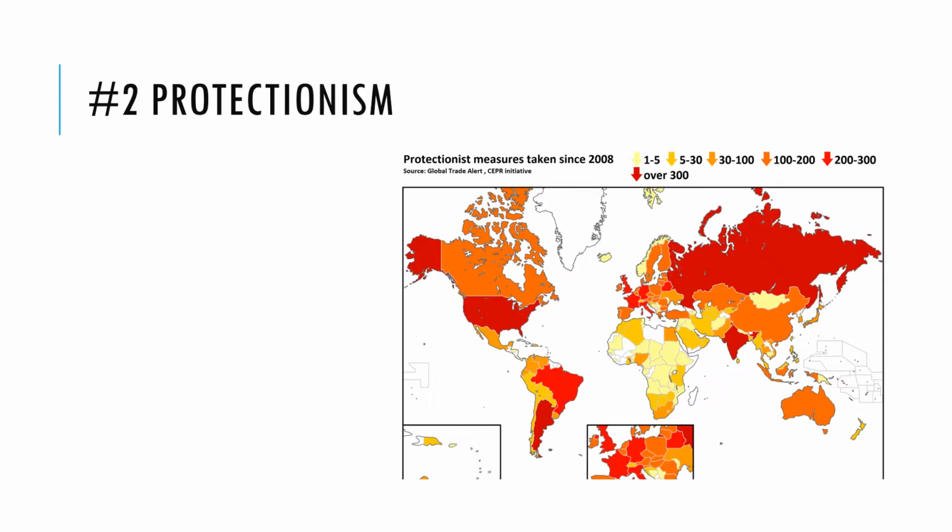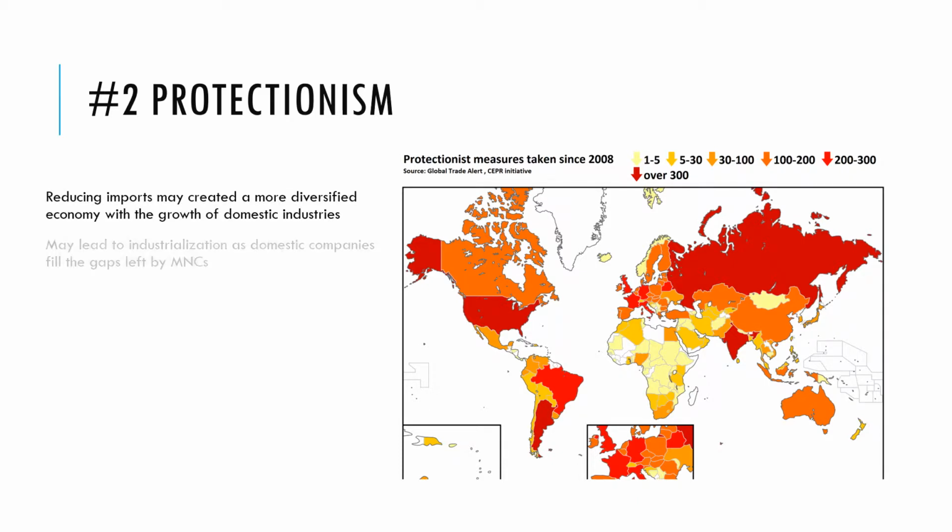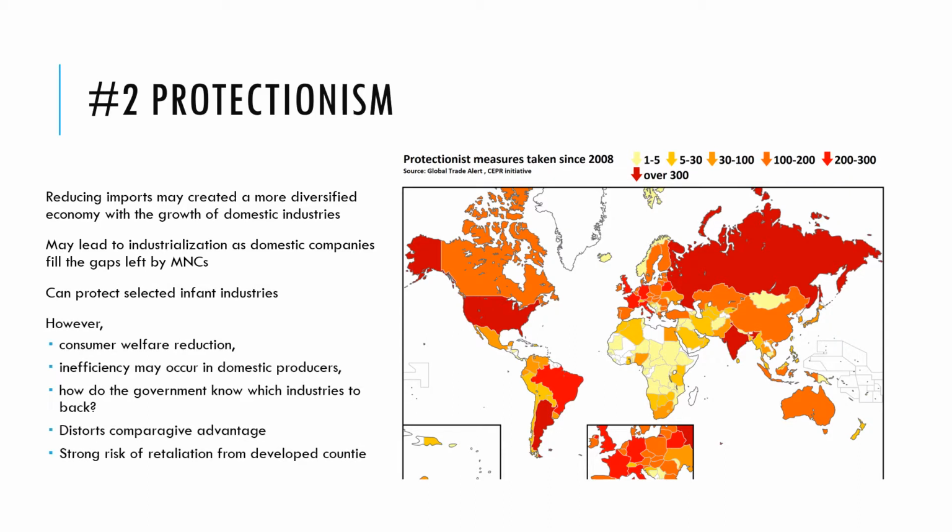The second measure is a protectionist approach. Reducing imports may create a more diversified economy and can lead to a process of industrialization, looking at the Lewis model we mentioned previously. However, introducing things like tariffs, we have the consumer welfare argument. This may promote inefficiency in domestic producers. How does the government know which industries we should be backing if we're thinking about perhaps a subsidy? And there's always the risk of retaliation.